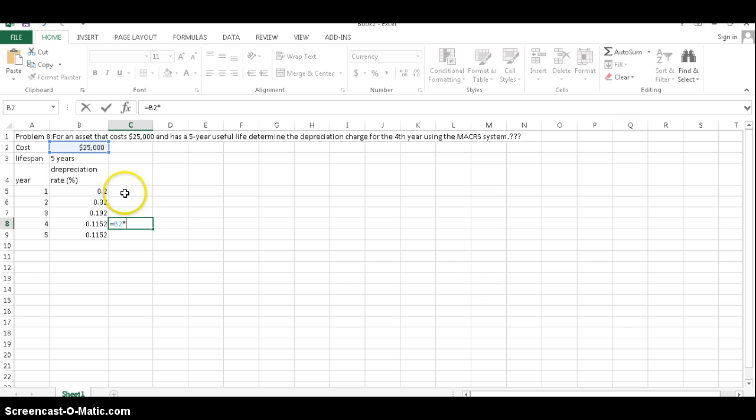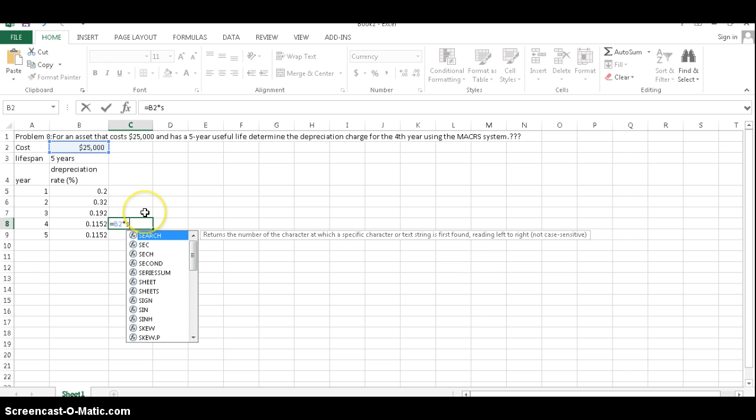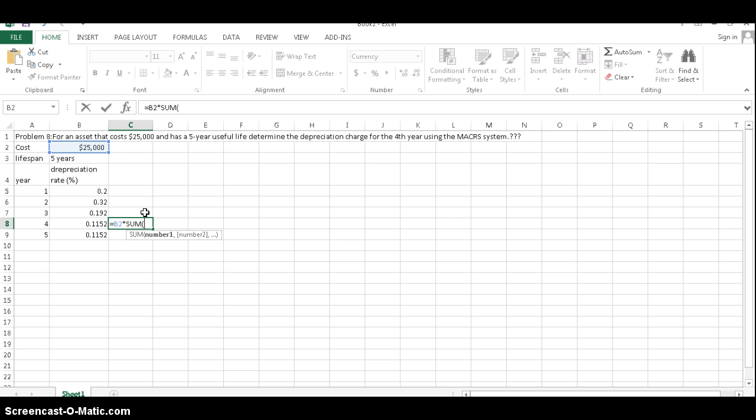Now, because we are looking at it for the fourth year, we must consider the first, second, third, and fourth to determine the total depreciation at the fourth year. Now, I am using the sum function, which enables quickly selecting an array of numbers, or in this case, annual percentage rates, to determine the total depreciation. Make sure to use parentheses, otherwise Excel will not recognize the command you are trying, the array of numbers you are trying to input.